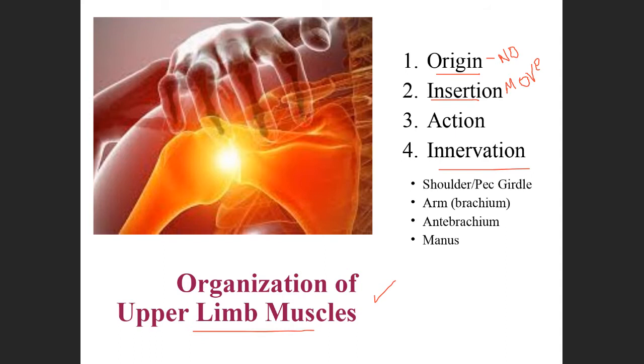We'll talk about the upper limb in 4 different regions. The first one is the shoulder or the pectoral girdle. Then we divide the arm into brachium, which is this region in here where the humerus is located, and the antebrachium is lower down where we have the ulna and the radius, and then the manus is where we talk about the carpals and the phalanges.